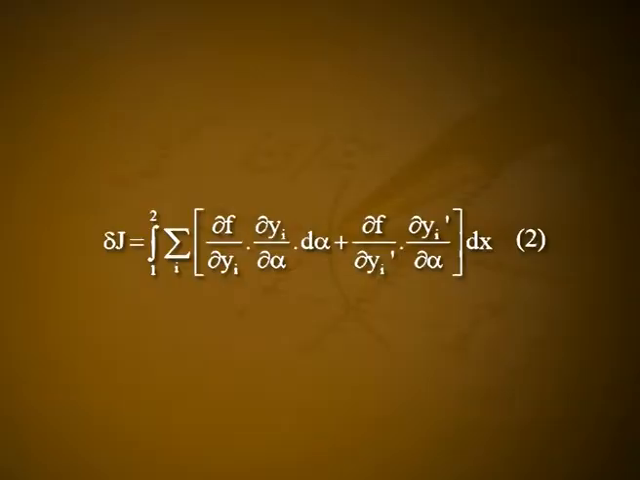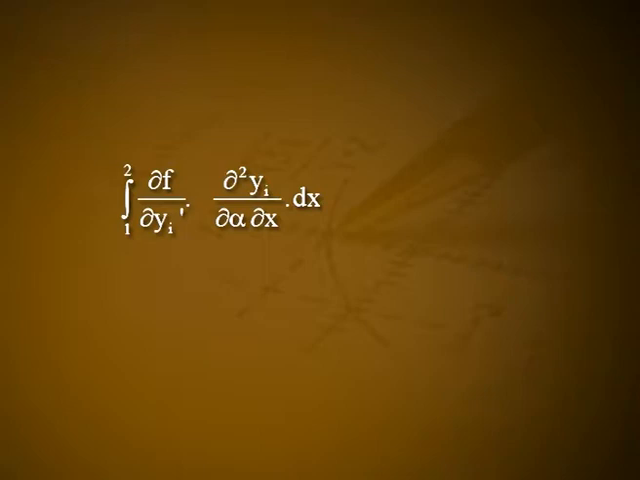The variation of J is given by delta J is equal to integral from 1 to 2 of summation over i of [∂f/∂yi into ∂yi/∂α into dα plus ∂f/∂yi' into ∂yi'/∂α] dx. Let it be equation number 2.